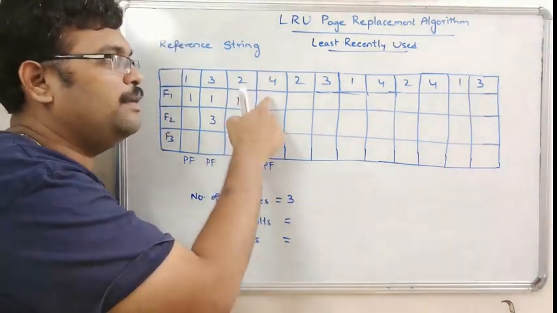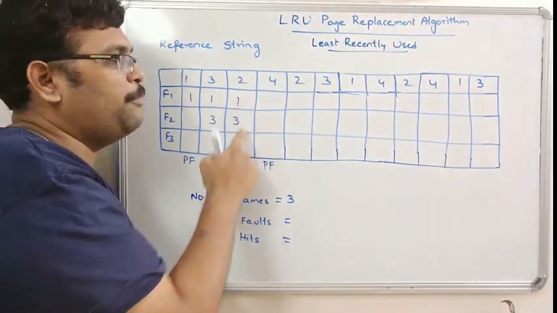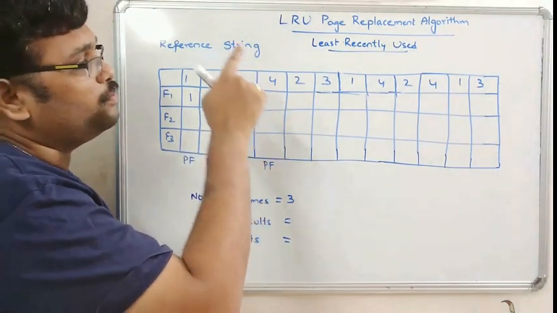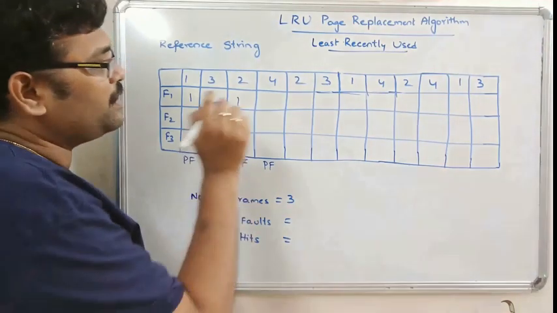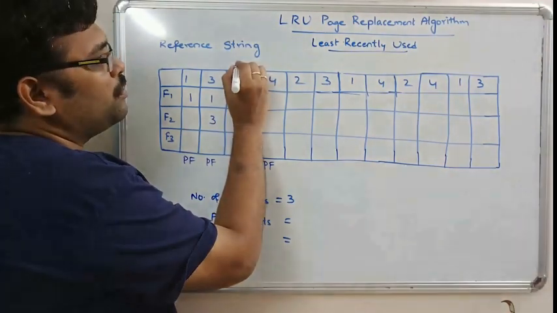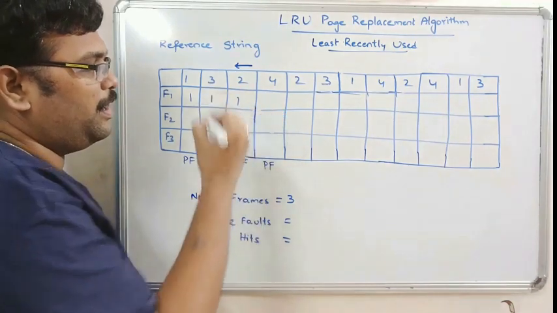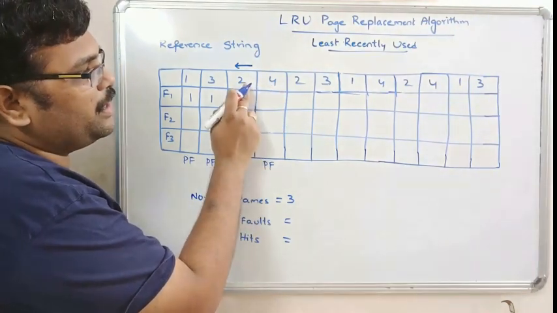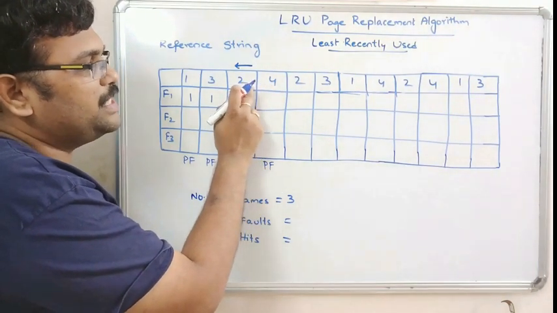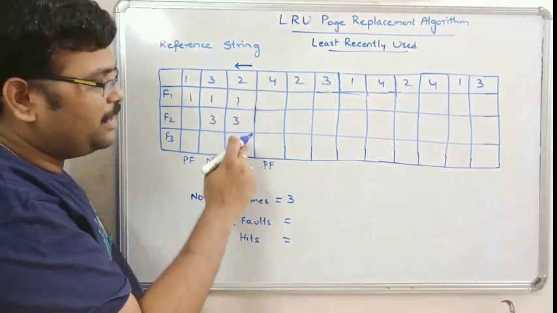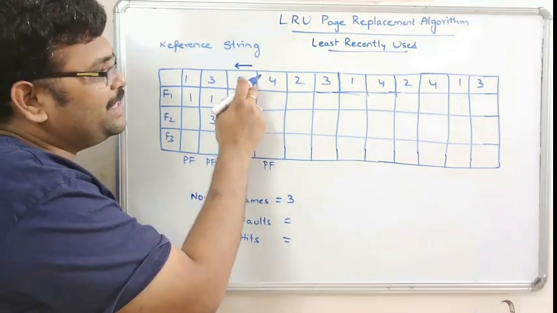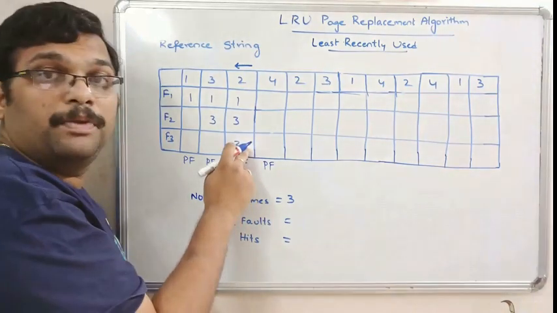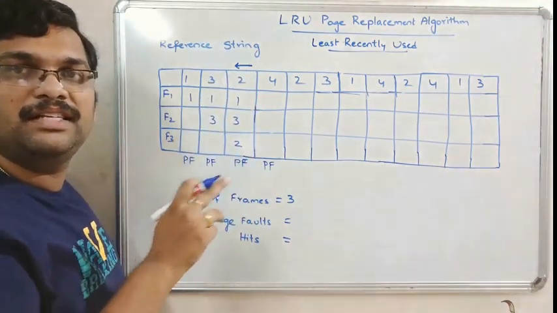So what do we have to do? Again we have to replace one page among all these 3 with this 4. So we have to replace the least recently used. For that purpose, just follow towards the left side and find out the least recently used. So the required page is 4. Next to this 4, the leftmost one is 2. 2 is most recently used, because in the previous step itself we loaded 2.